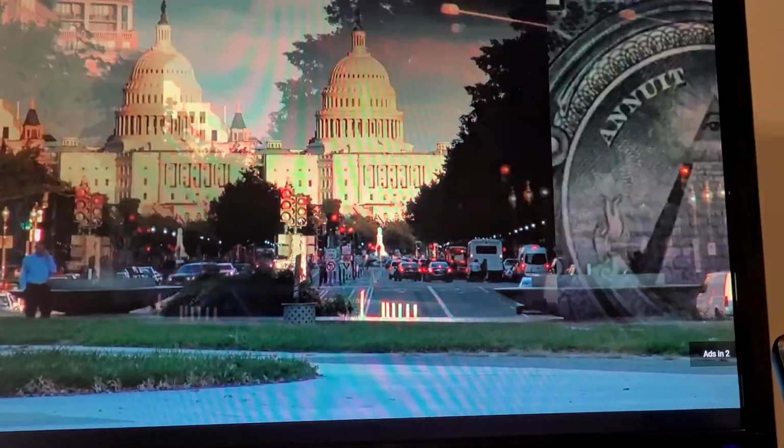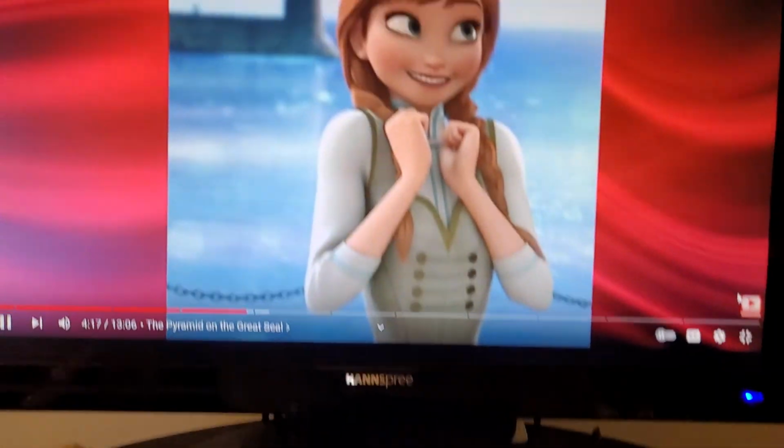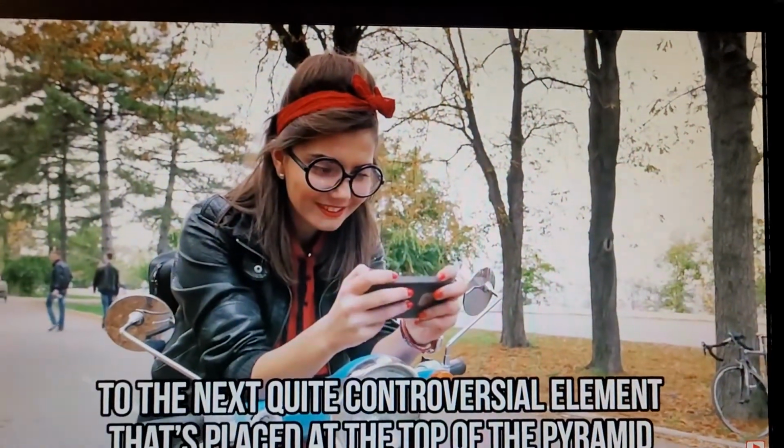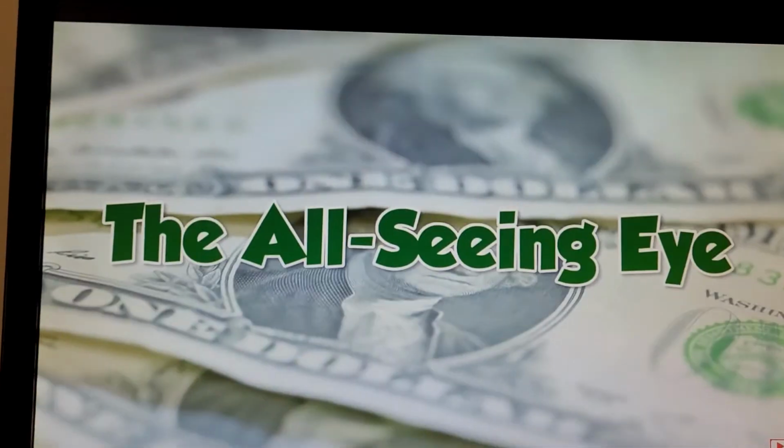We bet you had no idea a simple pyramid could hold so much. We're just getting started. Just wait till we get to the next, quite controversial element that's placed at the top of the pyramid. The all-seeing eye.